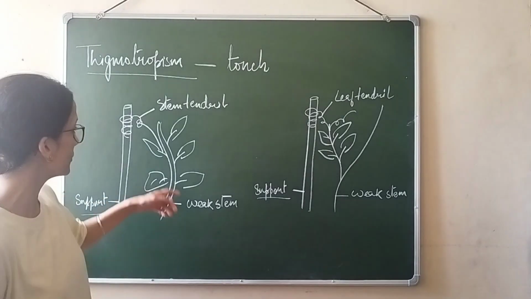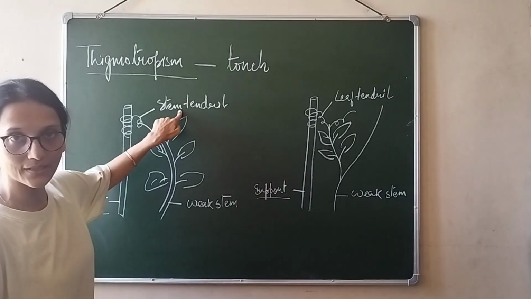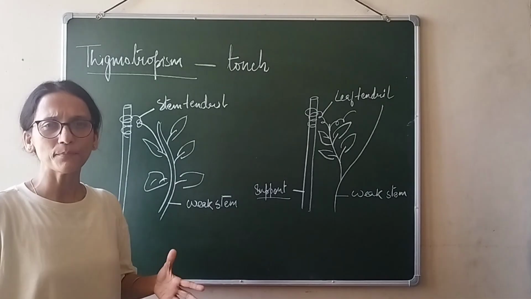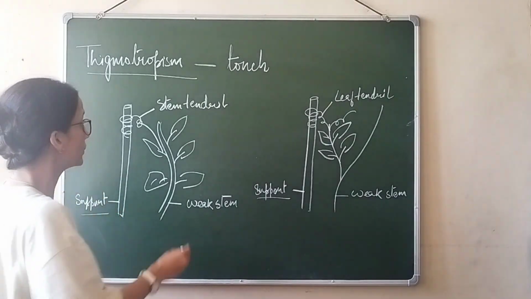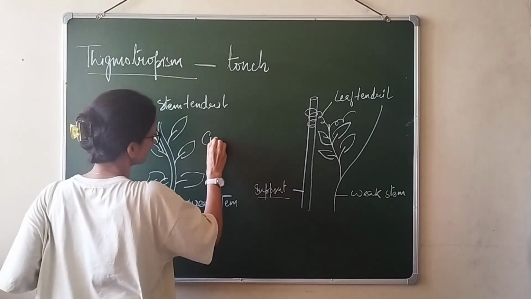They can be modification of stem. The example is given here, stem tendril. A very good example of a stem tendril is cuscuta, which is given in your book.